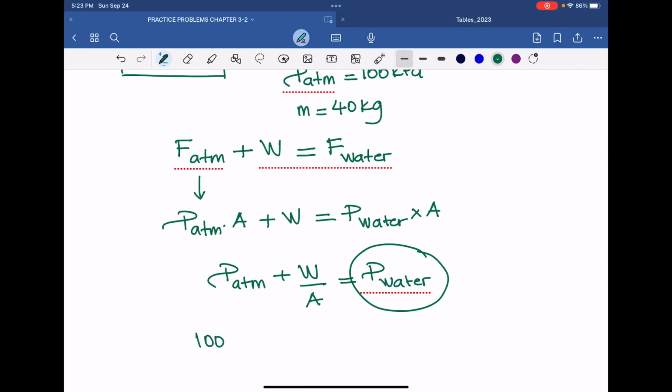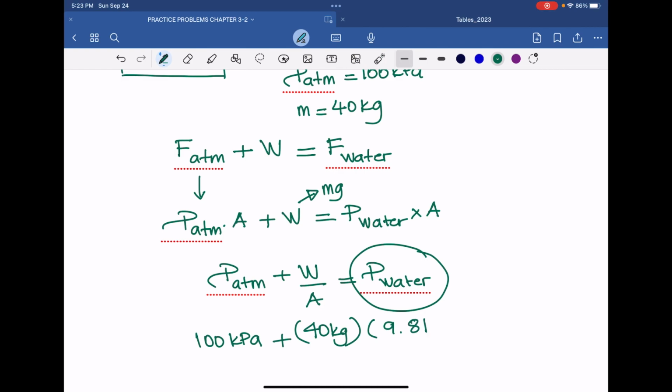We have 100 kilopascal. Weight is mass times gravitational acceleration. So 40 kilogram times 9.81. This is a very wrong unit that I've just written. It is meter per second squared. And the area is already given to us.